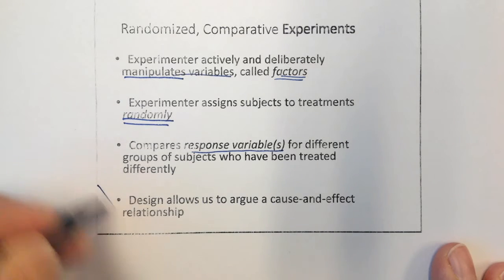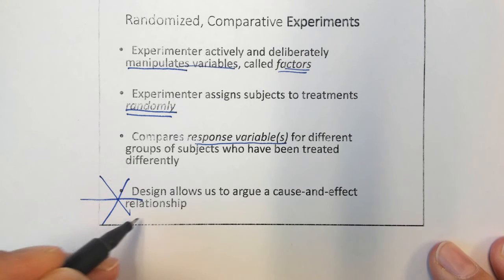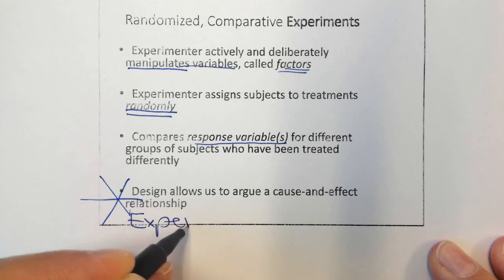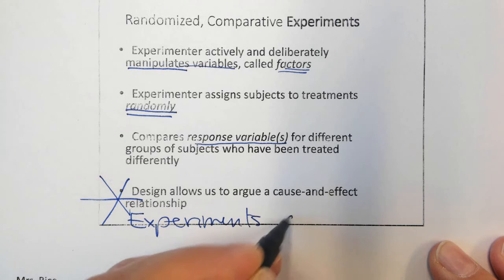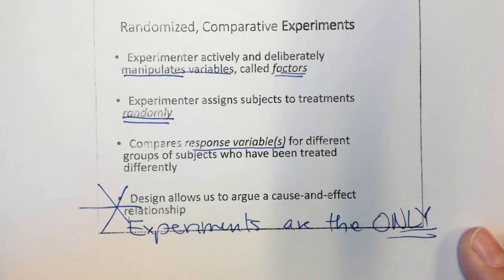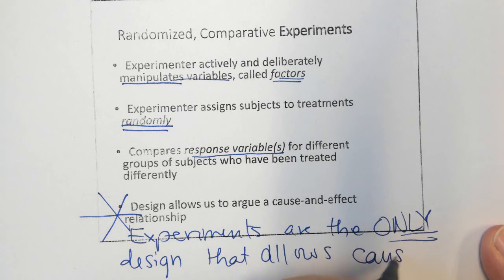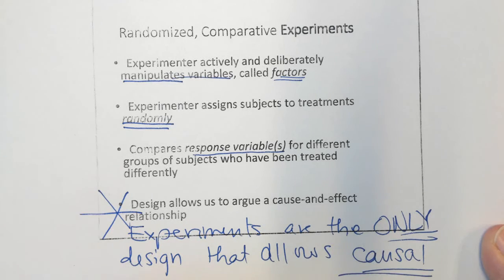So this is the biggie right here. This kind of design, a properly designed experiment, is the only time we can argue a cause and effect relationship. We'll make a note of that. Experiments are the only design that allows causal claims.